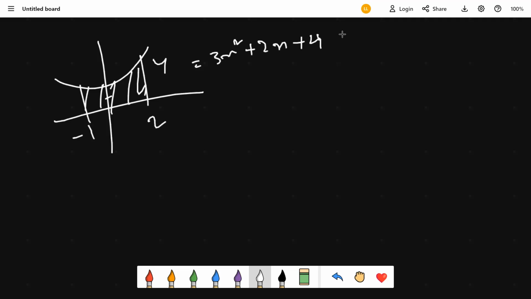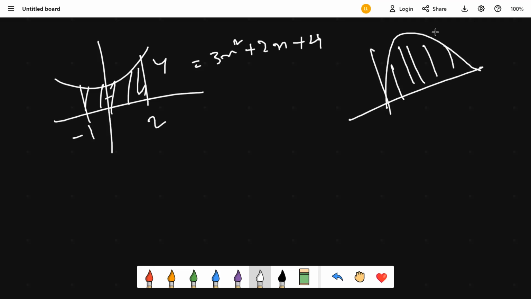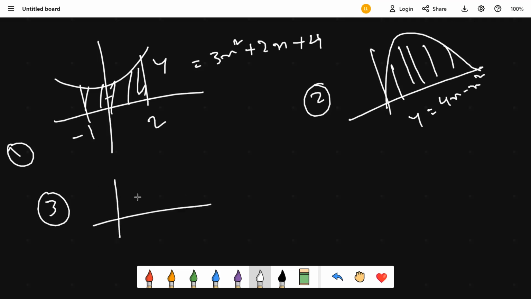Another question is, let's say, a bit easy one. So this is y equals 4x minus x squared. We have another question. Let's say this is 1, this is 2. This we have as number 3. So this is just y equals 4 minus x squared.